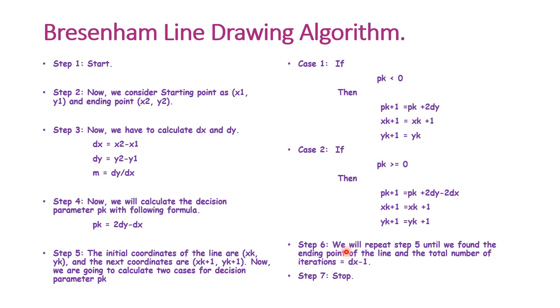Step 6, we repeat step 5 until we reach the ending point of the line, and the total number of iterations is equal to dx minus 1. Step 7, stop. Thank you.